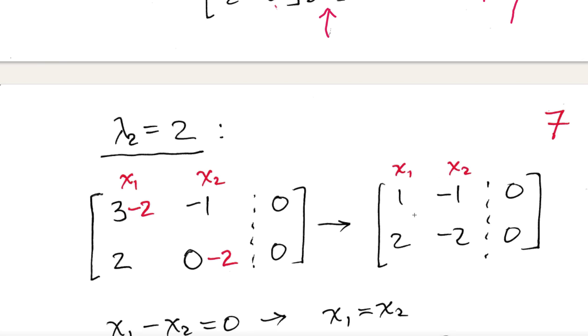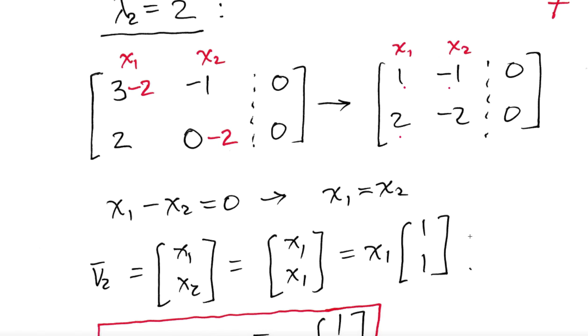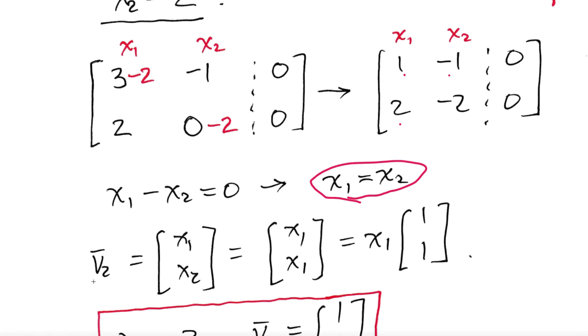This goes to 1, 1, 2, -2, and zeros on the other side. You can see once again that the second row is redundant. So this only has rank 1. And you can see what this would conclude: x1 and x2 have to be equal. Now, the name of my eigenvector was v2, but I still said it was x1, x2. But x2 is really x1, so that's x1, x1.